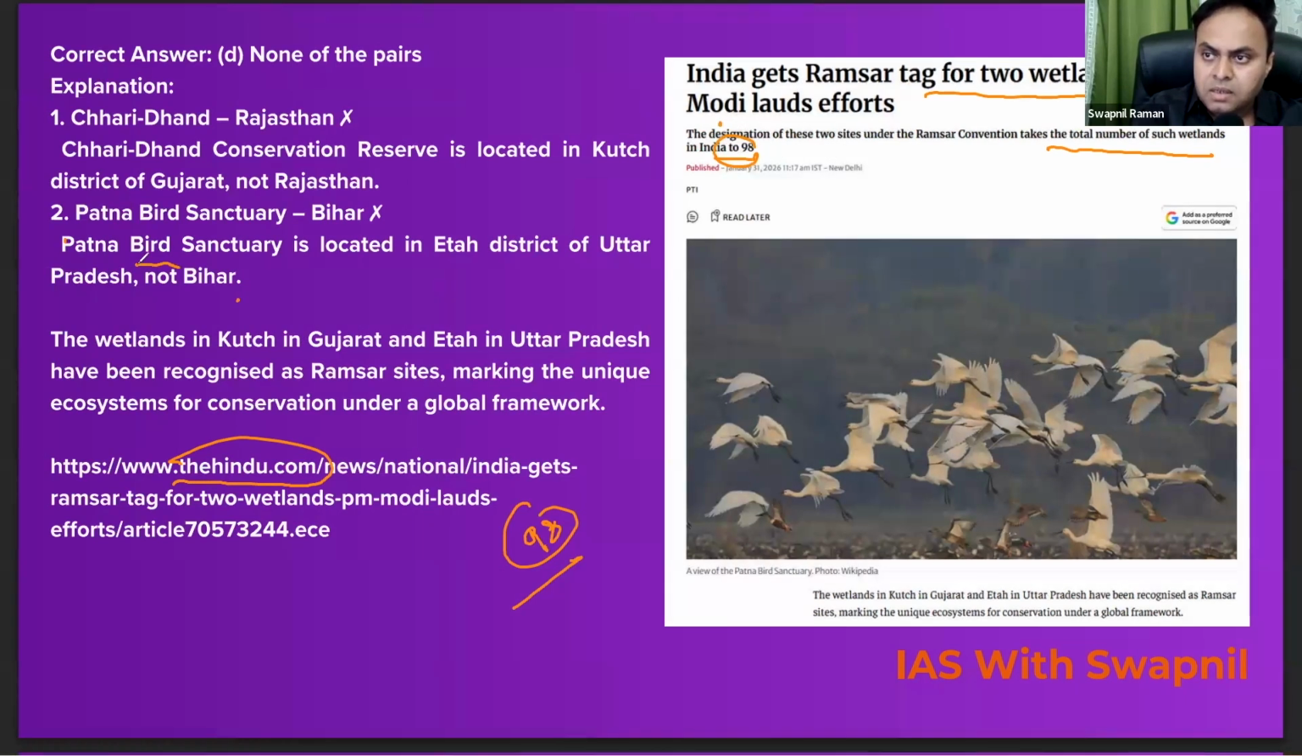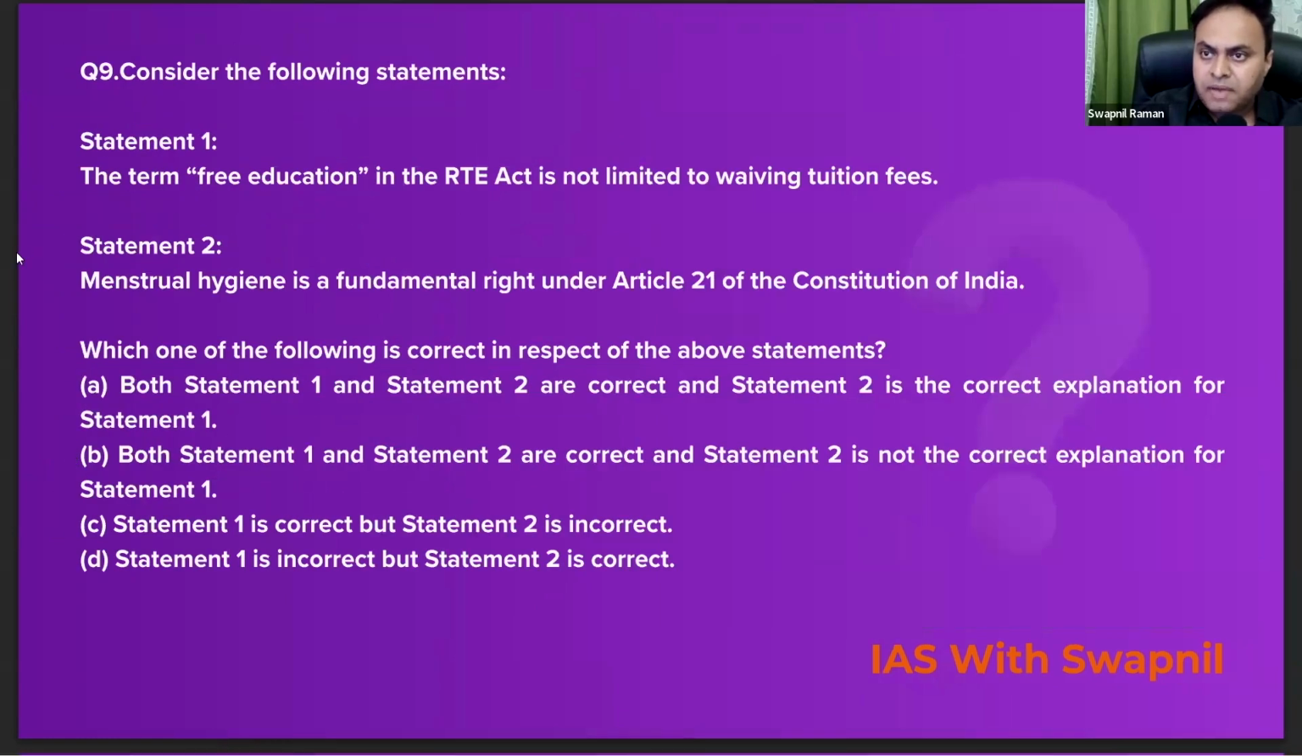So Patna Bird Sanctuary is located in Eta district of UP, not in Bihar, right? And the Charidhan Conservation Reserve is situated in Kutch region of Gujarat and not in Rajasthan, right? Chaliye, now let's move on to the next question. So look at the question number 9.